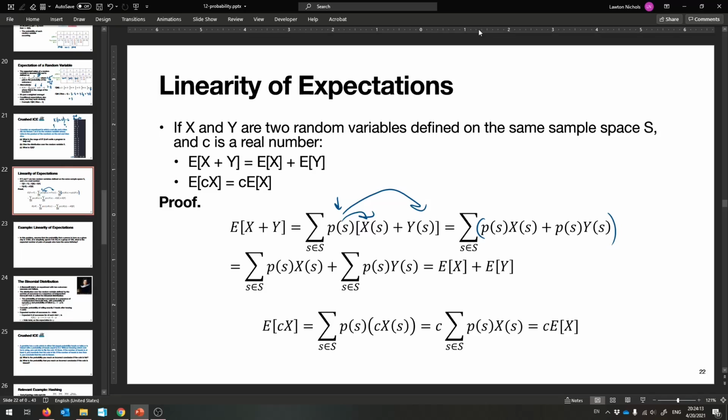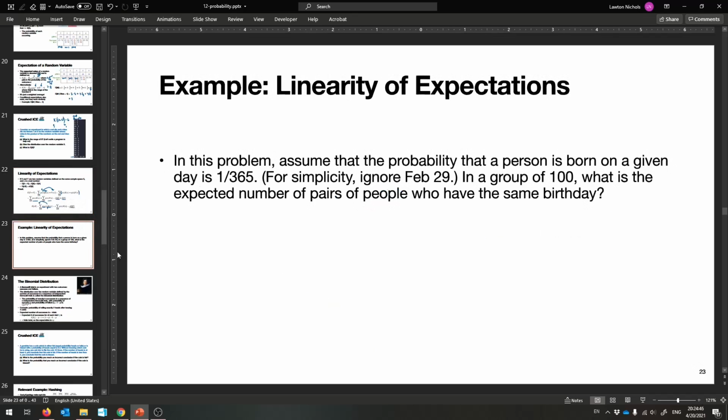But then, look what you can do. You can split them off. You can do this sum, this sum. It's the same thing, you just add them in a different order. And these two are the definitions of the expected value of x and the expected value of y. And same for this one: you do the probability of that event times c times the random variable's value that it gives back to you, and you can just bring this constant outside of the summation because it stays the same. Okay, so that's why those are true, and let me show you an example where they're useful.